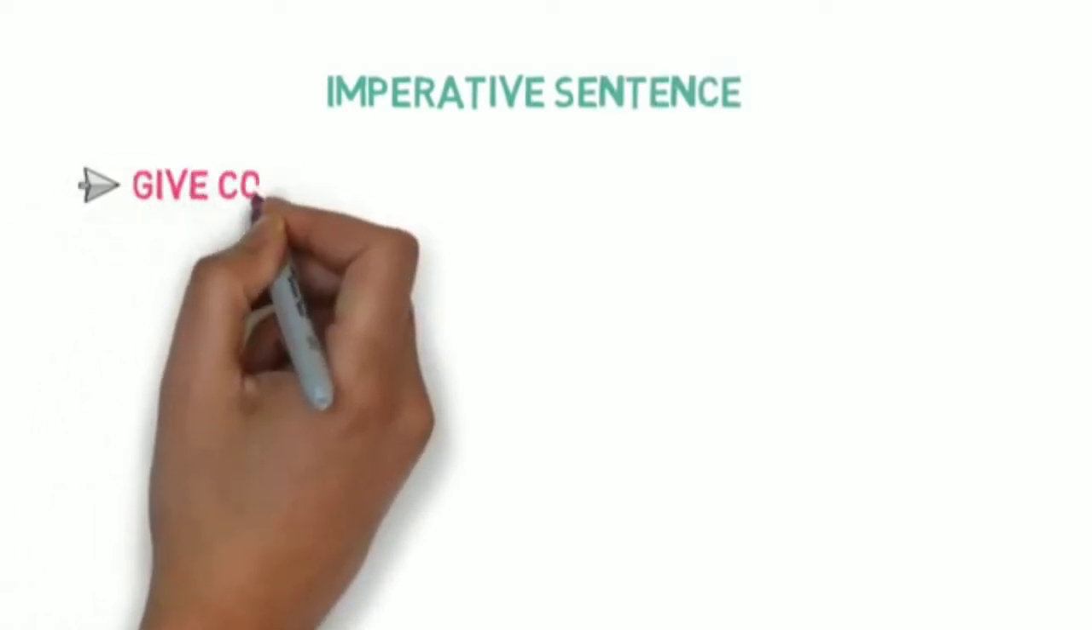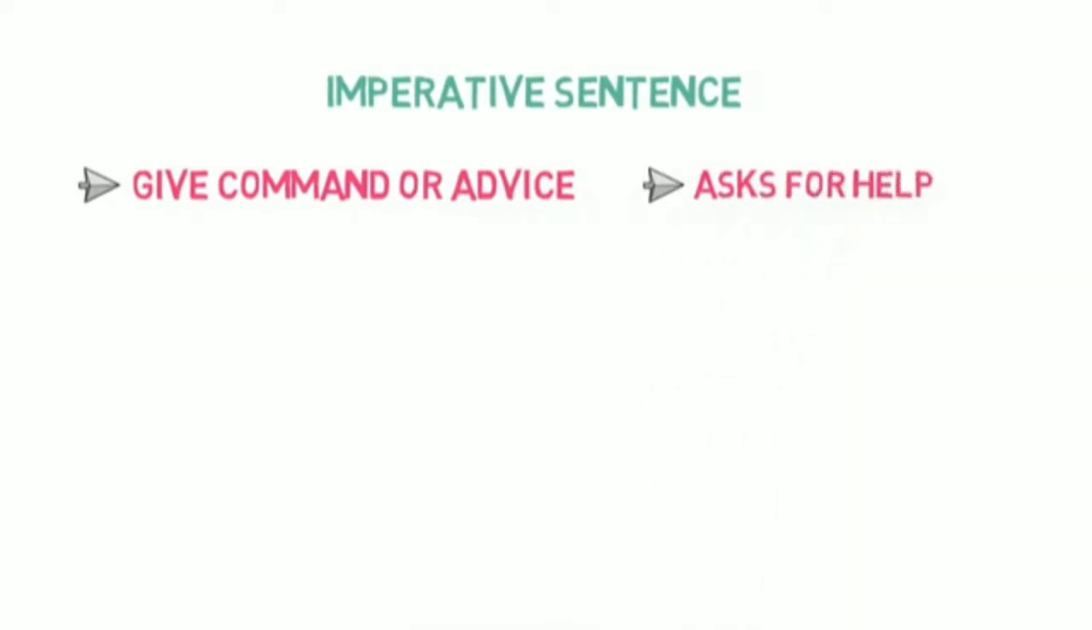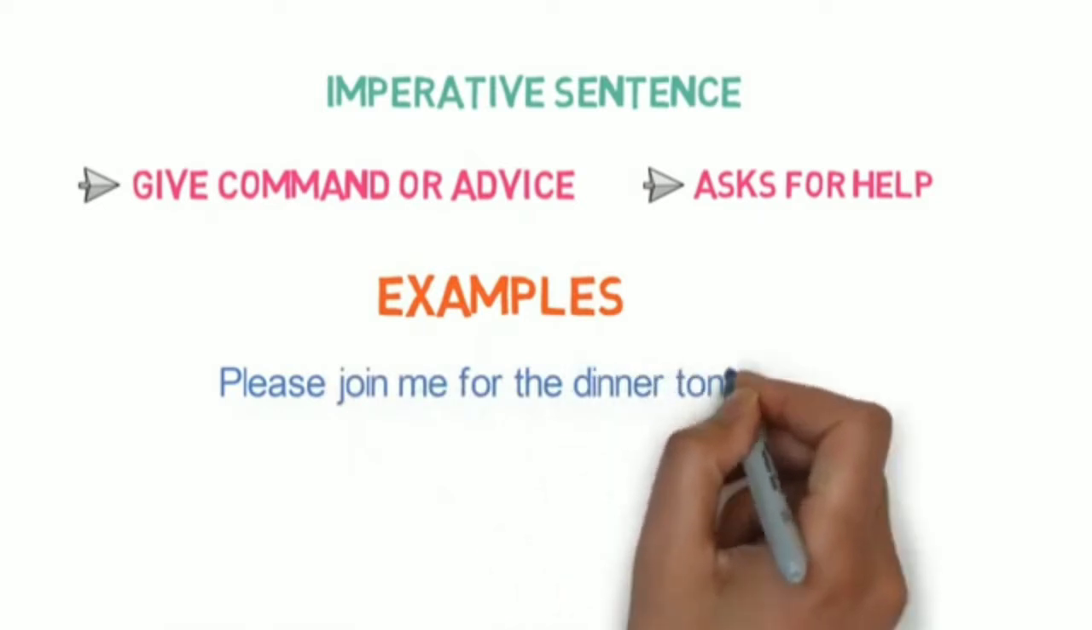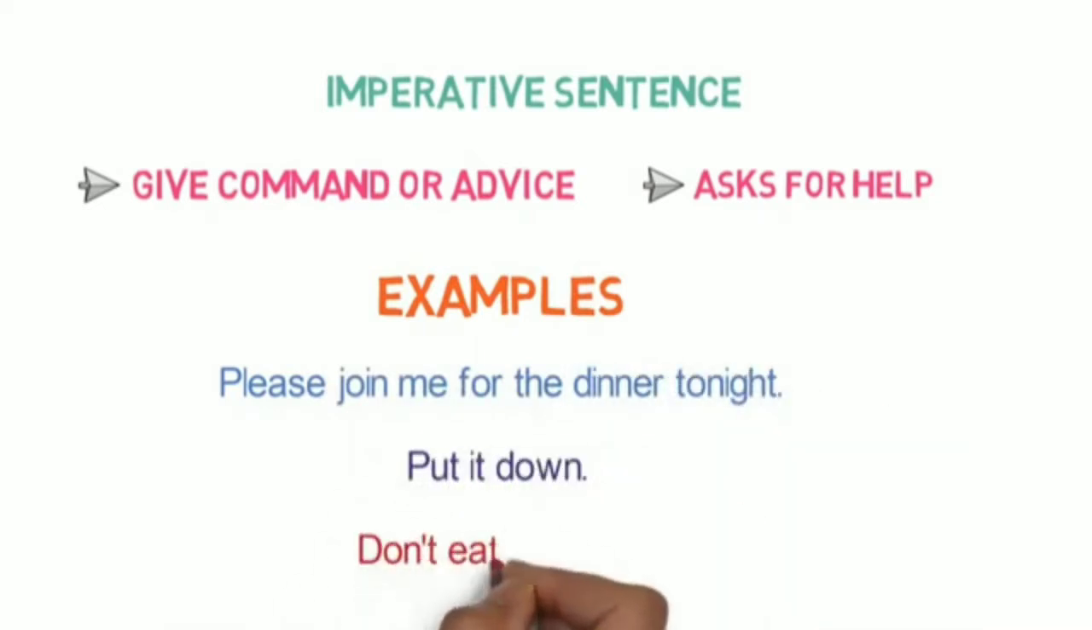What is an imperative sentence? An imperative sentence is used to give a command or advice or ask for help. Let me give you some examples of it. Please join me for the dinner tonight. Put it down. Don't eat too much. These are the examples of imperative sentence.